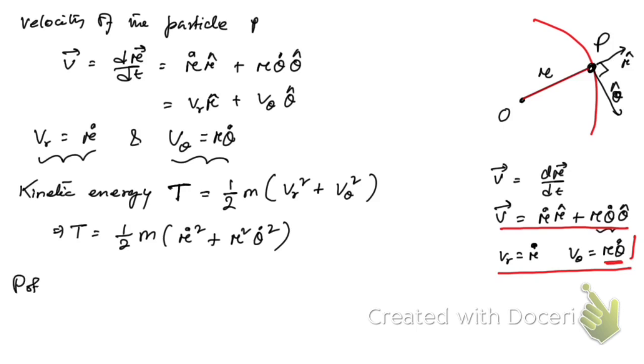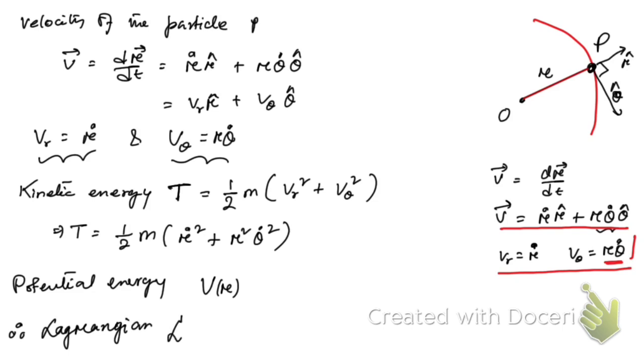And potential energy, we have taken as Vr. Now we have potential energy and kinetic energy, so we can find the Lagrangian. First let us find the Lagrangian, which is given by T minus V. So the Lagrangian L is given by T, which we have written here, minus the potential energy Vr. So we have got the Lagrangian.